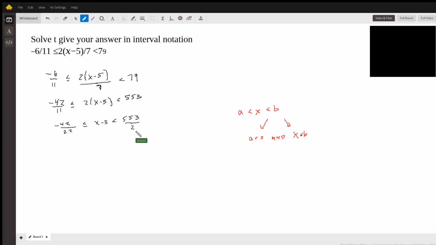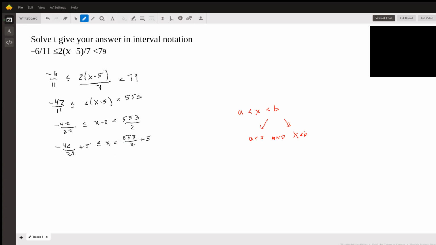over 2. And now I'm just going to add 5 to everything. So negative 42 over 22 plus 5 is less than or equal to x, which is less than 553 over 2 plus 5, and we're done. I mean, you just finish this on the calculator.